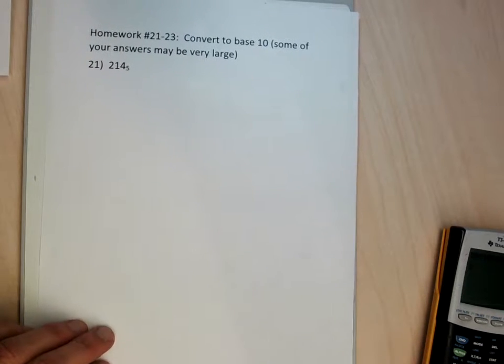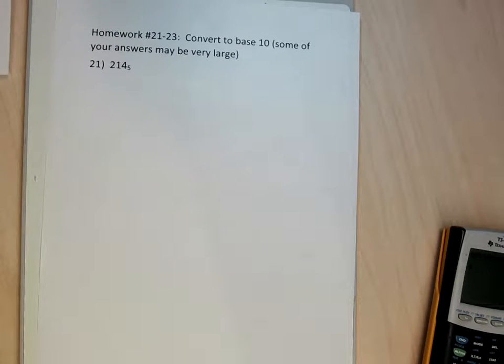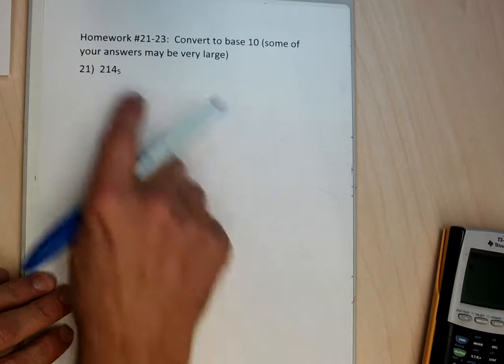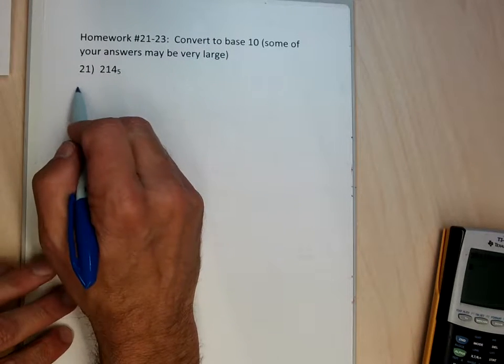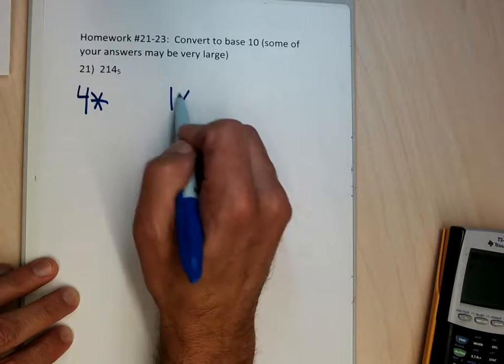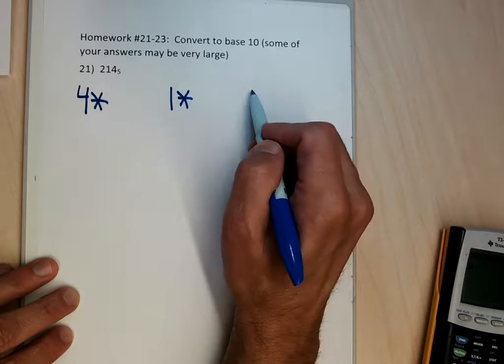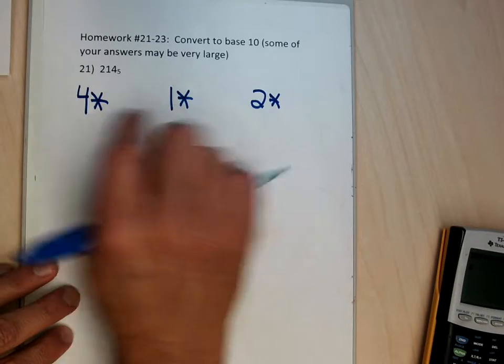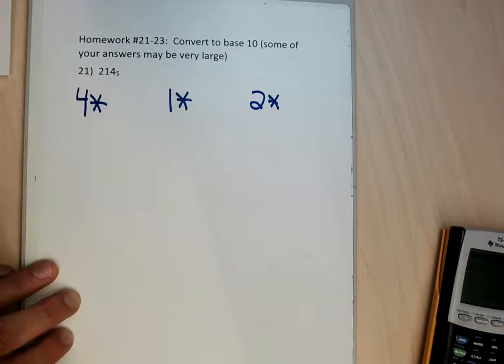Now we're into bases. So I'm done with the Roman numeral part of the review, onto the base part of the review. To convert from a base into base 10, that's the easier way. That's just writing the number backwards and then multiplying by the powers of 5. So for problem 21, to write 214 base 5 as base 10, I'm going to write the number backwards. So I wrote 412, which is just writing the number backwards.